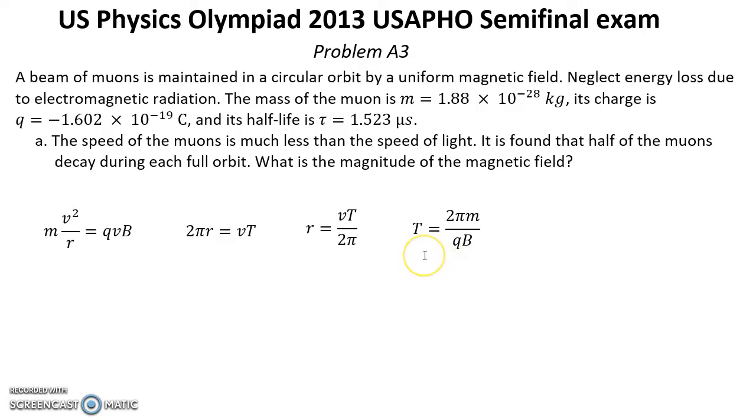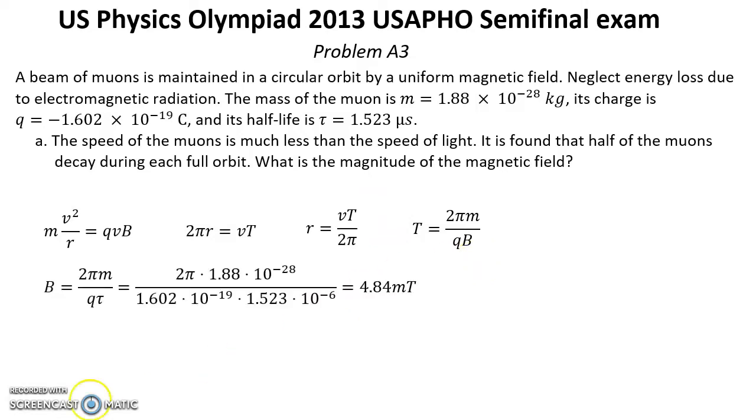And this period is equal to the half-life time tau. So from here we can count what the magnetic field is in this case. Magnetic field equals 2 pi m over q tau. When we put in numbers we will get 4.84 millitesla. That's the answer for question A.